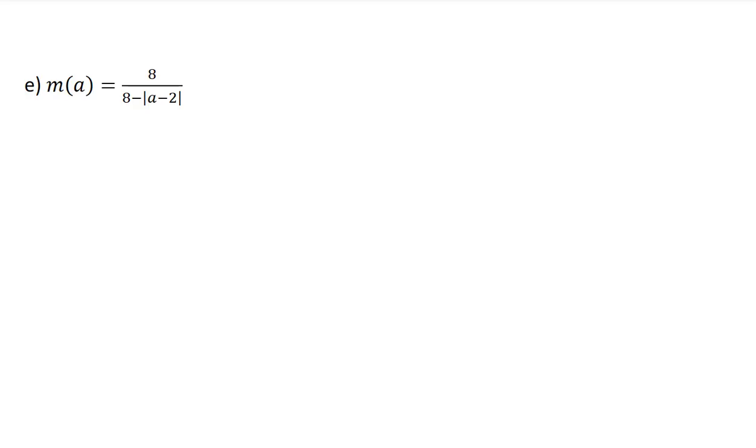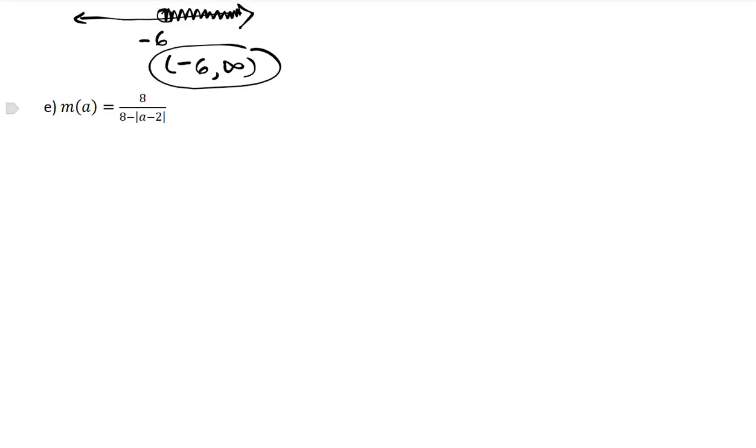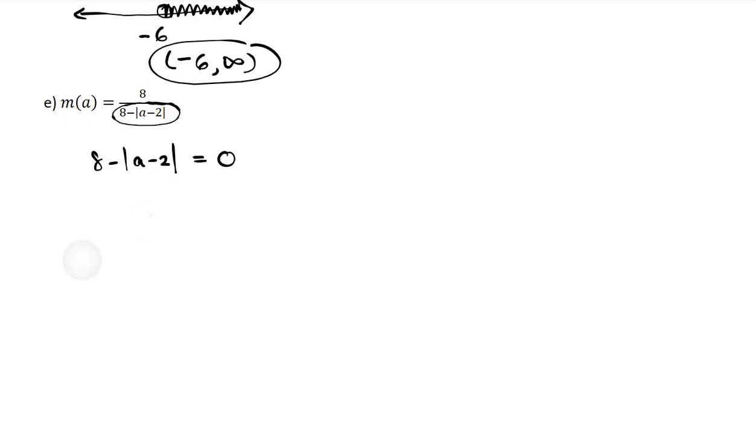Finally, for letter E of the problem, we have a rational function that involves an absolute value. The only issue with this function is that our denominator cannot be 0. So we're going to take that expression and set it equal to 0. The solutions to this equation need to be excluded from the set of all real numbers.